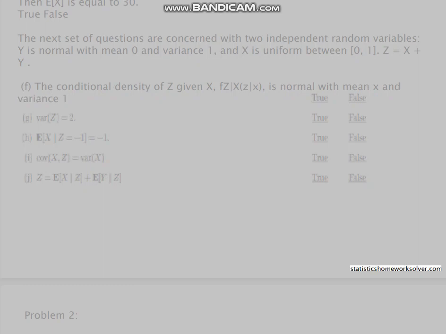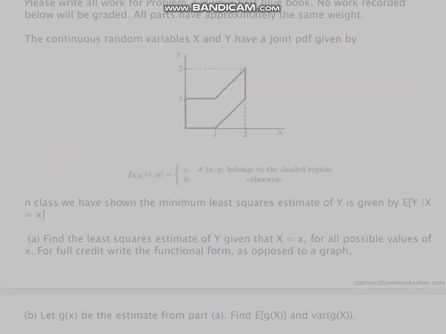Problem 2. Please write all work for problem 2 in your first blue book. No work recorded below will be graded. All parts have approximately the same weight.